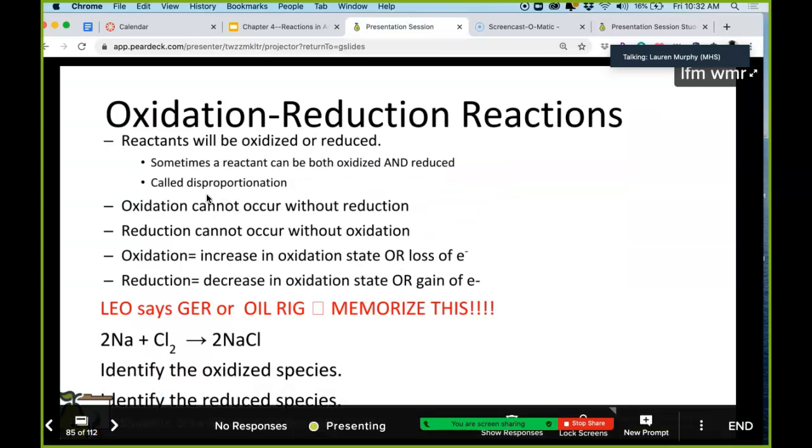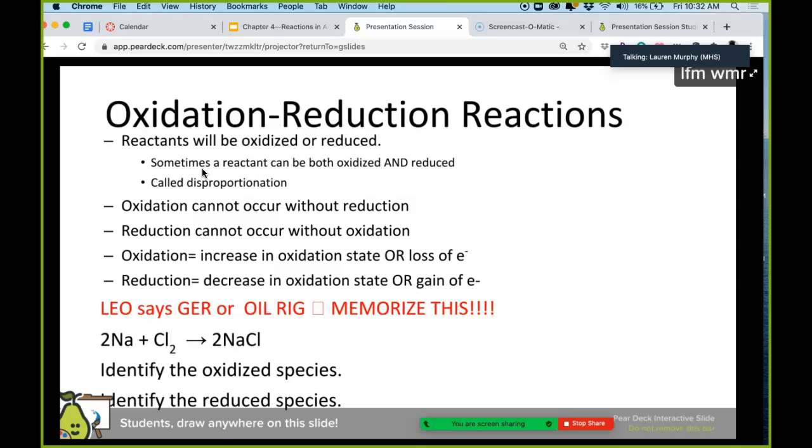Okay, so sometimes the reactant can get both reduced and oxidized at the same time. That is possible. It's called disproportionation. And in order to be redox, you have to have both oxidation and reduction occurring. You can't have one without the other. They go hand in hand.